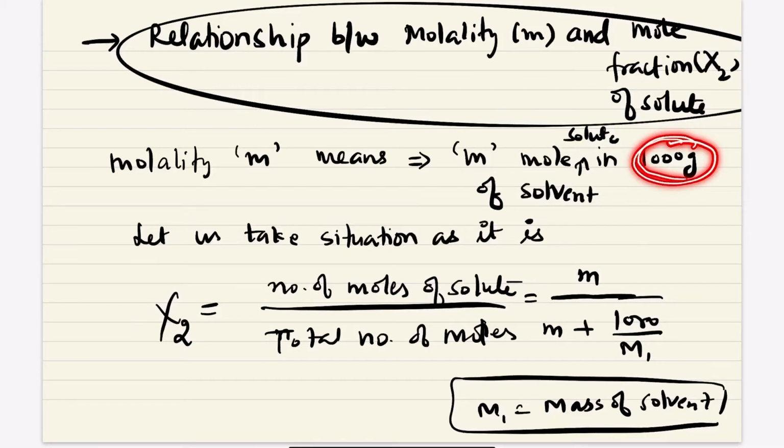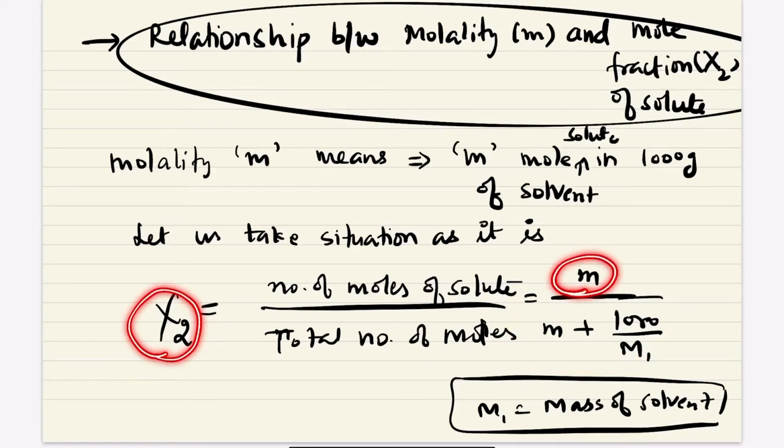then what is the number of moles of solvent? 1000 divided by its molar mass, let it be M1. Okay, and what is the number of moles of solute? That is small m, that is given. Okay, so you put the value, so this is the value of x2 in terms of molality. Small m is the molality and capital M1 is the molar mass of solvent. Here not mass, you can say molar mass, add this word molar in it.